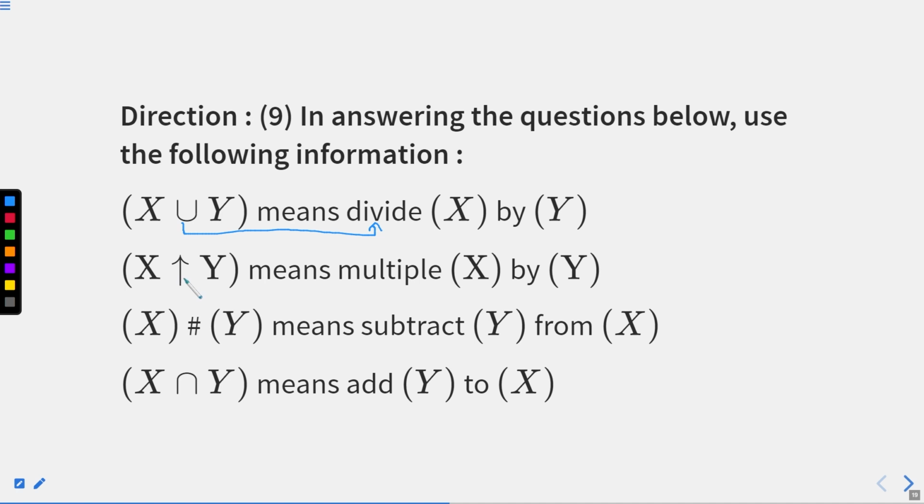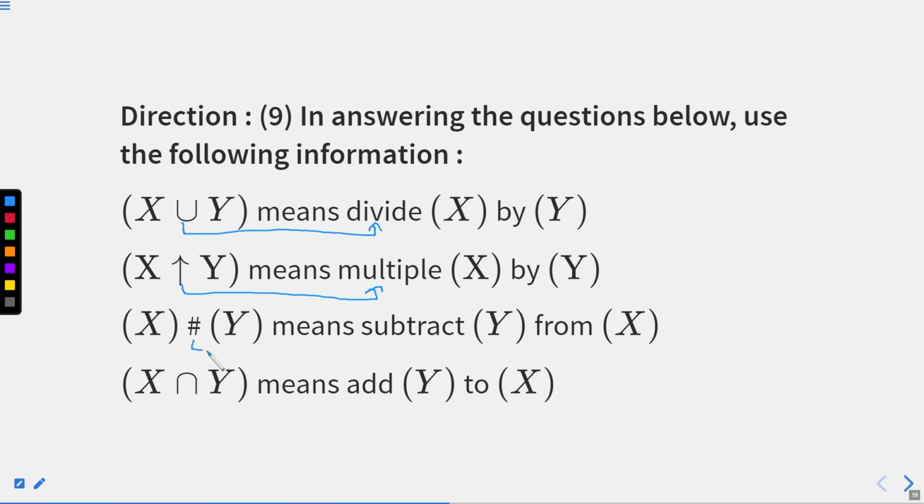In case we have an upper arrow in between X and Y, this means multiplication. In case of an upper arrow, we have a multiplication. This means X is multiplied by Y.